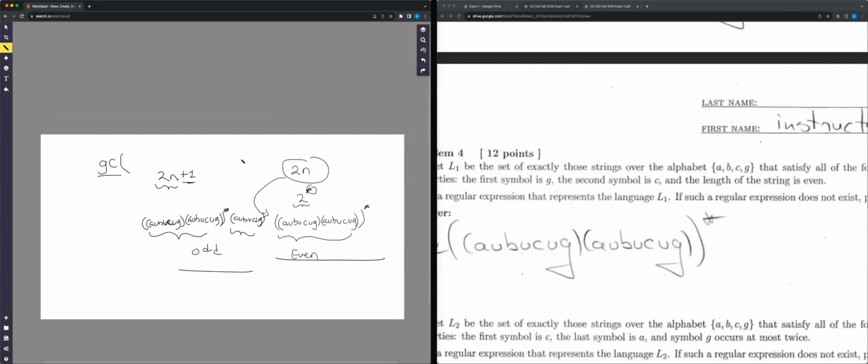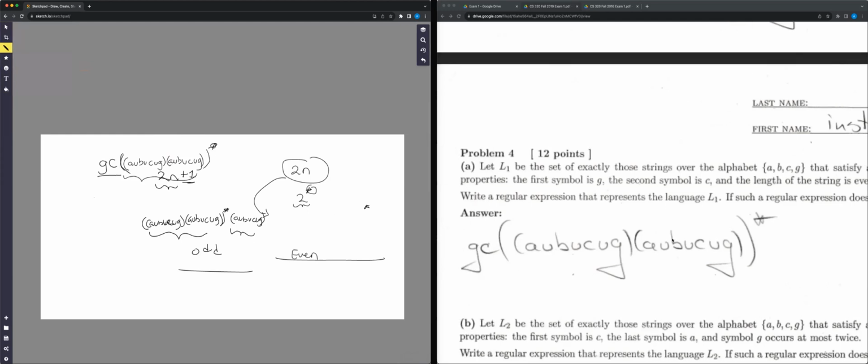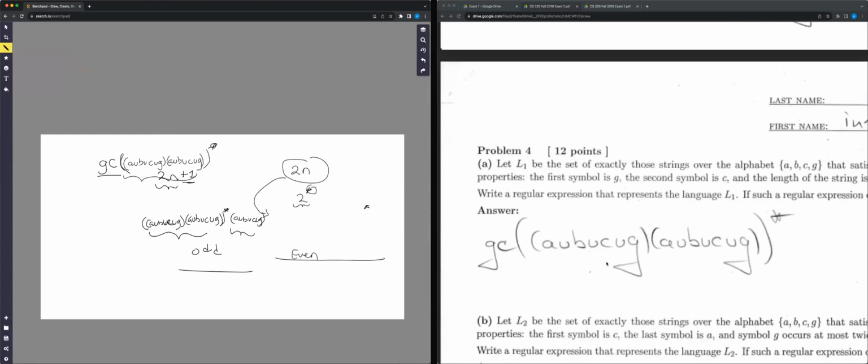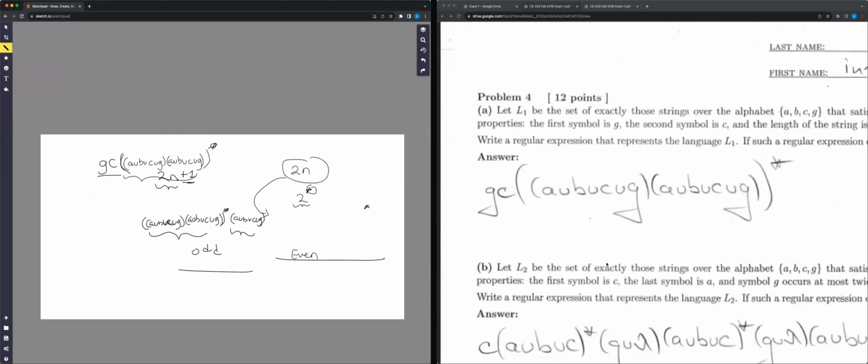So since we have an even number of characters, we just add an even number of characters again to make the whole thing even. So we do that. And then a star. And that's it for the answer. We know nothing comes before it because G has to be the first thing, so we keep that blank. Nothing can come in between these because this needs to be the first and the second character, and then everything at the end of it is this part here. And so that's our answer.